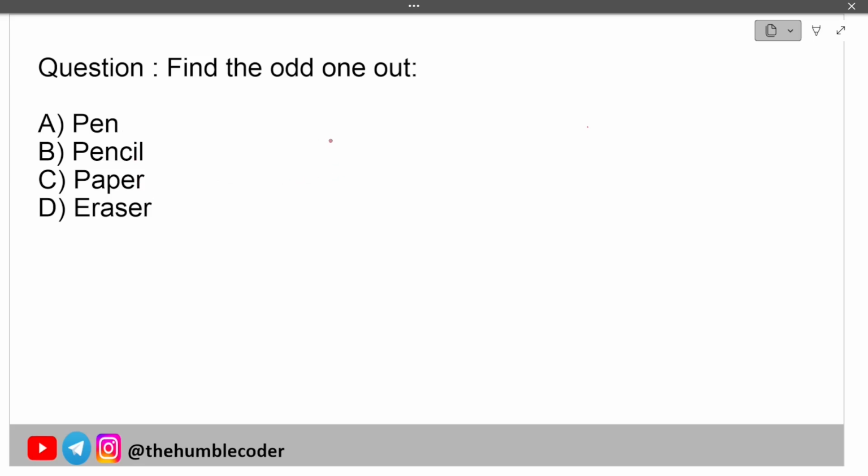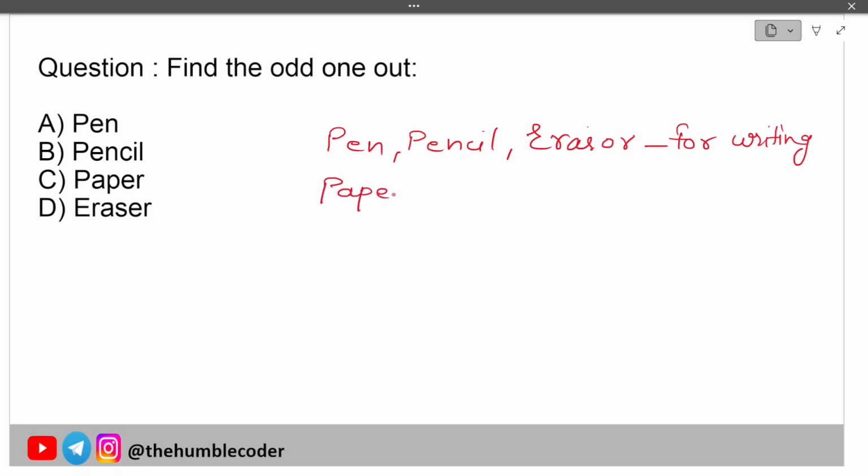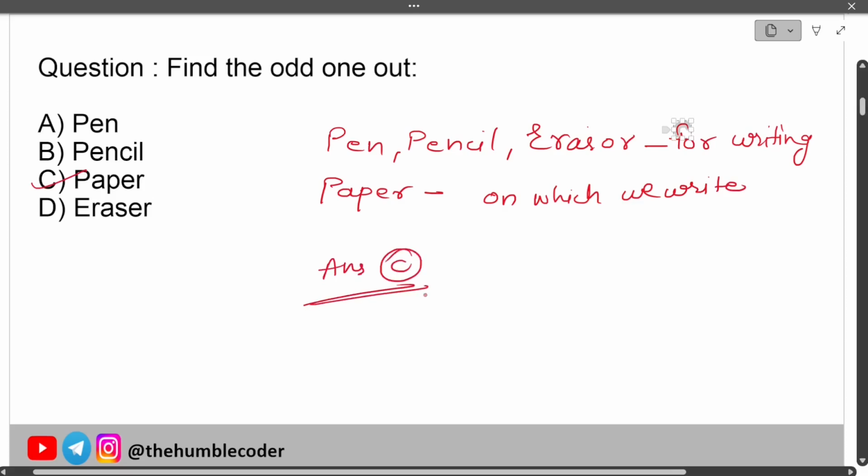So, okay, let me tell you: pen, pencil, and eraser. Okay, what are these three things? These are things which we use for writing. And what is paper? Paper is one such thing on which we write. So it is very clear that paper is the correct option in this case. Option number C. Let's move on to the next question now.